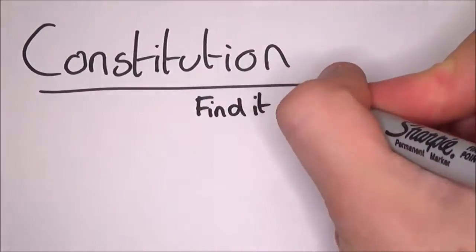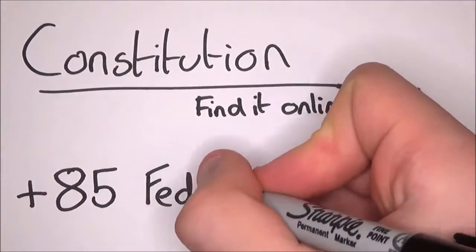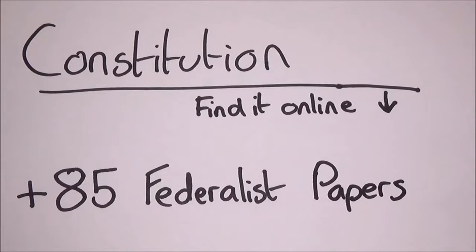If you are interested in reading the actual documents, you can find them online. You can probably find the 85 articles in the Federalist Papers if you really want, but you're going to need some time to read through them all.